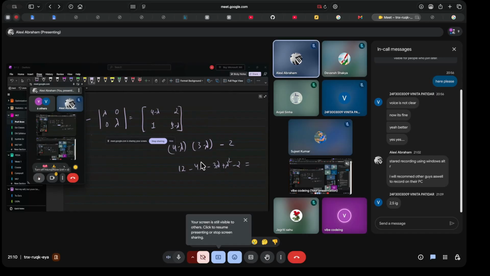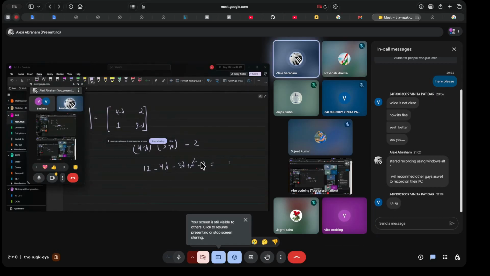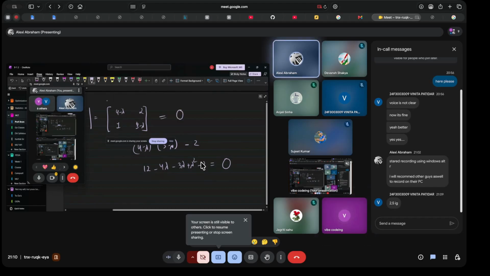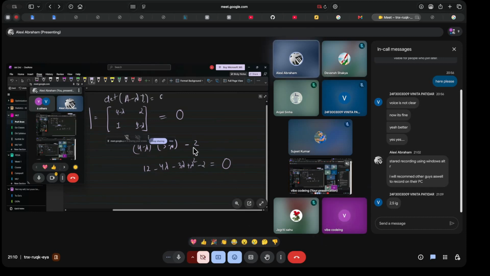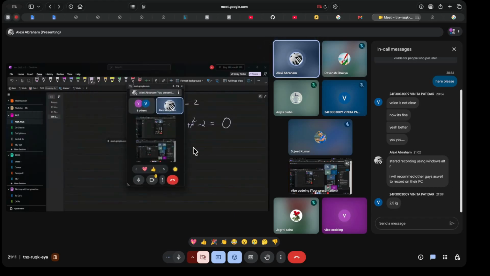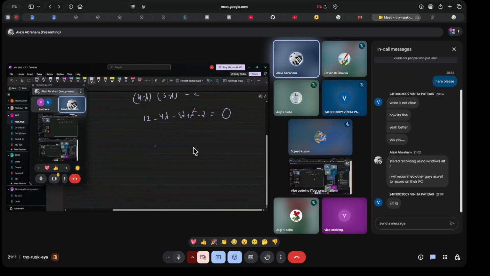Is it correct? Yes, it's correct. And what should be the right hand side? Yeah, it's 0. The formula is determinant of A minus lambda I equals 0. So you have to put it equal to 0 for getting lambda values. Alright, okay, got it. Should I continue or will you handle it? Yeah, continue and solve it, because I don't have a writing pad today.